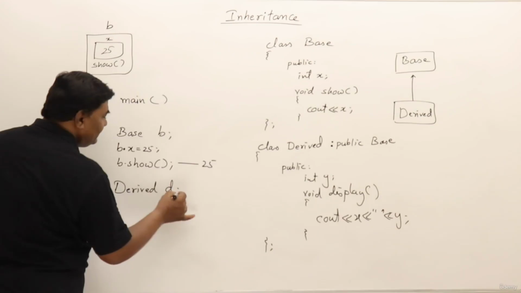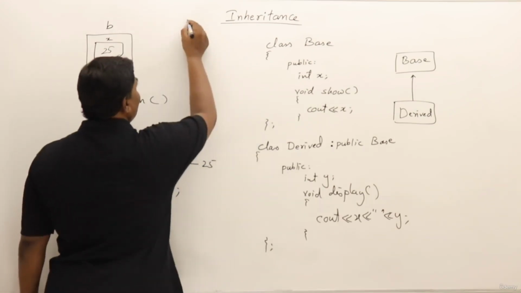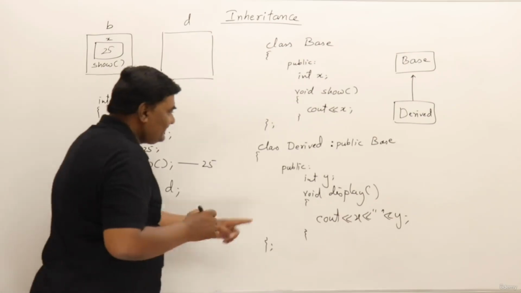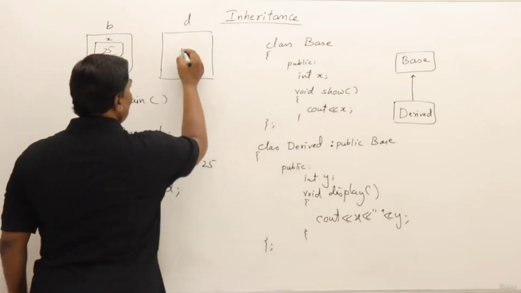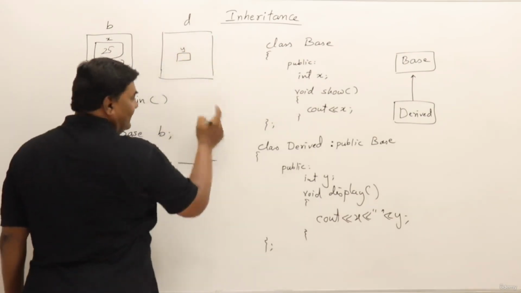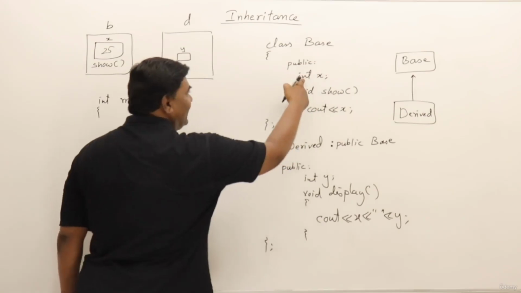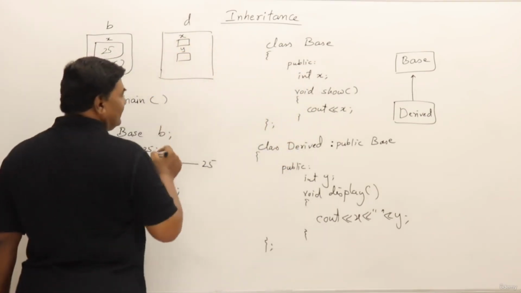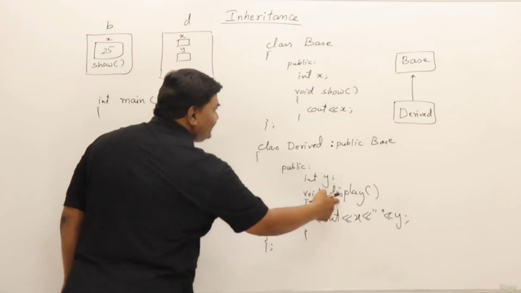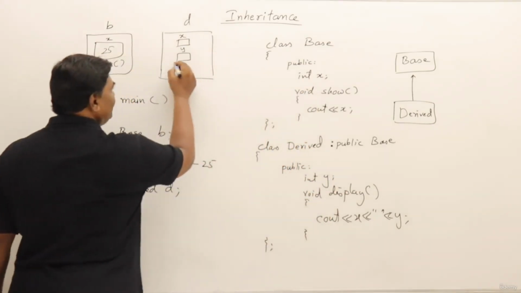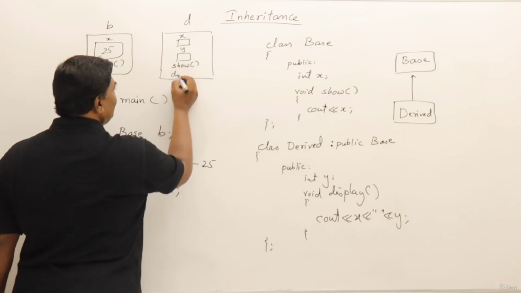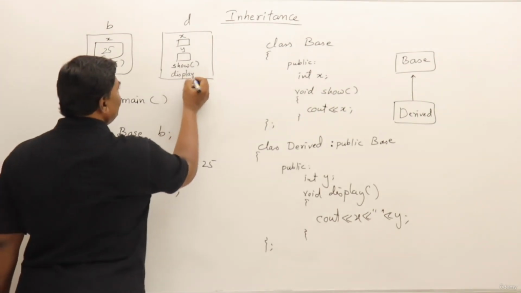Derived d. Now when I create an object of derived class d, let us see what things it will have. It has its own member y. Then it is inheriting from base class, so it has x also. So yes, it has x also. Two members are there. Then it has a function display, as well as the function show is available. So it has show also and display also. Two functions are available in this one.